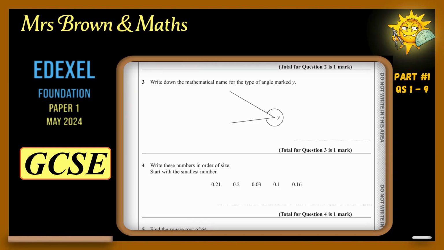Question 3. We need to write down the type of the angle. Have a look. It is definitely greater than 180 degrees. So we just write one word and get 1 mark. This angle is reflex. Right.